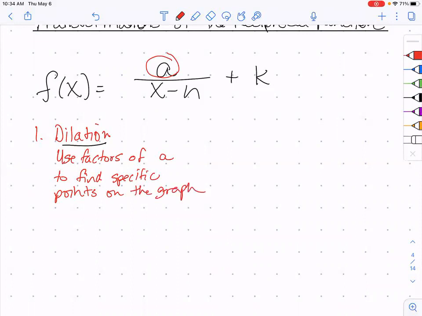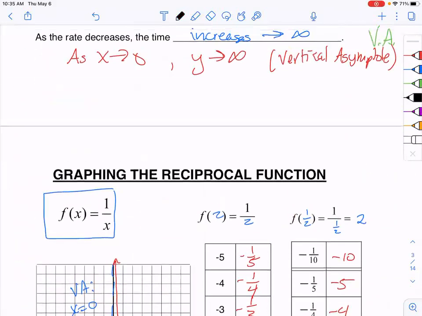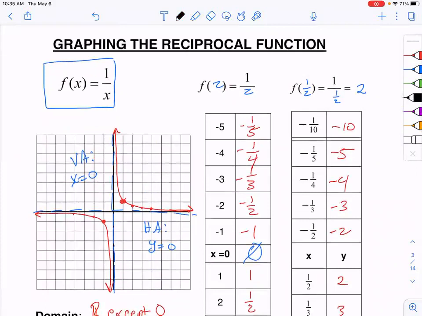What else can that a number do to the graph? What if it's negative? A reflection, like we've seen in the past. So if the a number is negative, it produces a reflection. And if we think about this graph and what it looks like, I'm going to flip back to this page for just a second. What would that look like if we do a reflection? Specifically, let's think of a reflection over the x-axis.